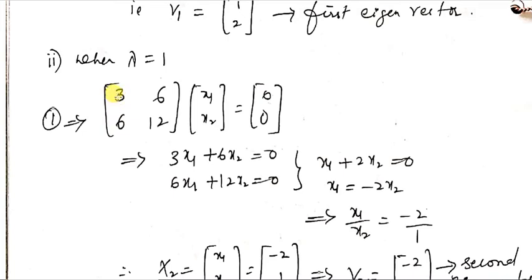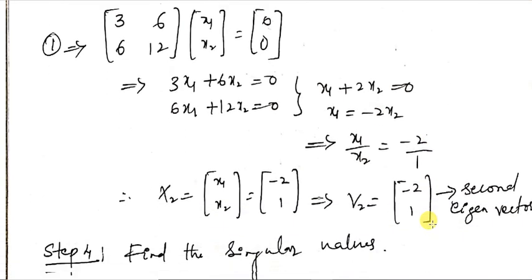[1 minus 4, 4 minus 1; 3, 6; 6, 13 minus 1 that is 12] into [x1, x2] is equal to [0, 0]. Now writing the equivalent system of equations, I'll get 3x1 plus 6x2 is equal to 0, 6x1 plus 12x2 is equal to 0. Now these two equations yield a single equation, that is x1 plus 2x2 is equal to 0, which can be written as x1 is equal to minus 2x2, or x1 by x2 is equal to minus 2 by 1.